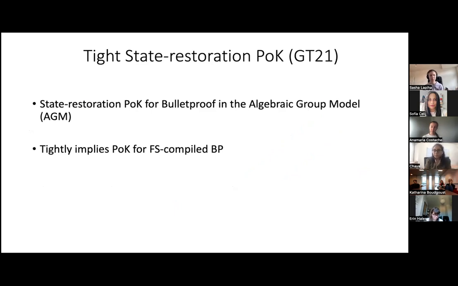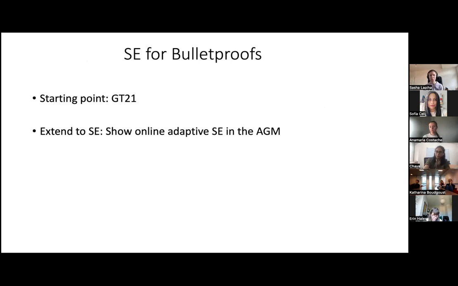Okay, so in this work by Ghoshal and Tessaro in Crypto 21, they showed state restoration proof of knowledge for bulletproofs, which is a popular zkSNARK, in the algebraic group model. This tightly implies proof of knowledge for Fiat-Shamir compiled bulletproofs, which means that if we can show proof of knowledge for the interactive bulletproof version, then the Fiat-Shamir compiled bulletproof version also has proof of knowledge without the degradation that we saw earlier. This only gives proof of knowledge, and this is going to be our starting point in order to show simulation extractability for bulletproofs.